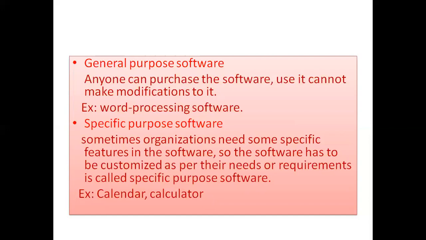Next one is specific purpose software. Specific purpose software, the name itself specifies that it is developed for a particular purpose. For example, take the calendar. The calendar is used to check the days, date, month, and year. Other than that, we cannot do anything in that particular application. Coming to calculator. In calculator also, we can perform only calculations. We cannot do any other thing in that particular software. Okay, children? That is called as a specific purpose software.